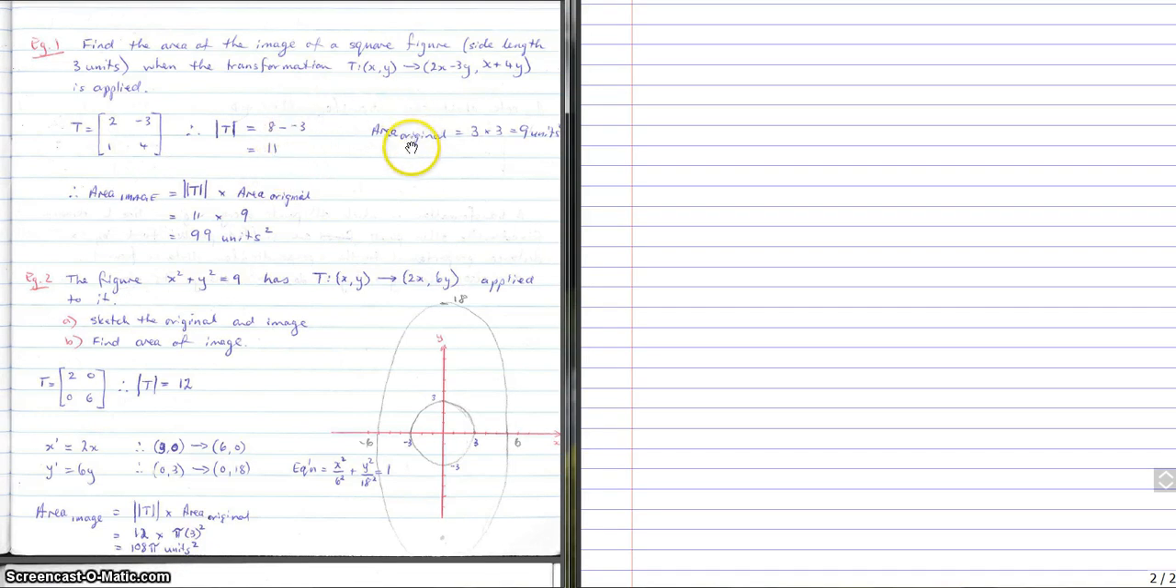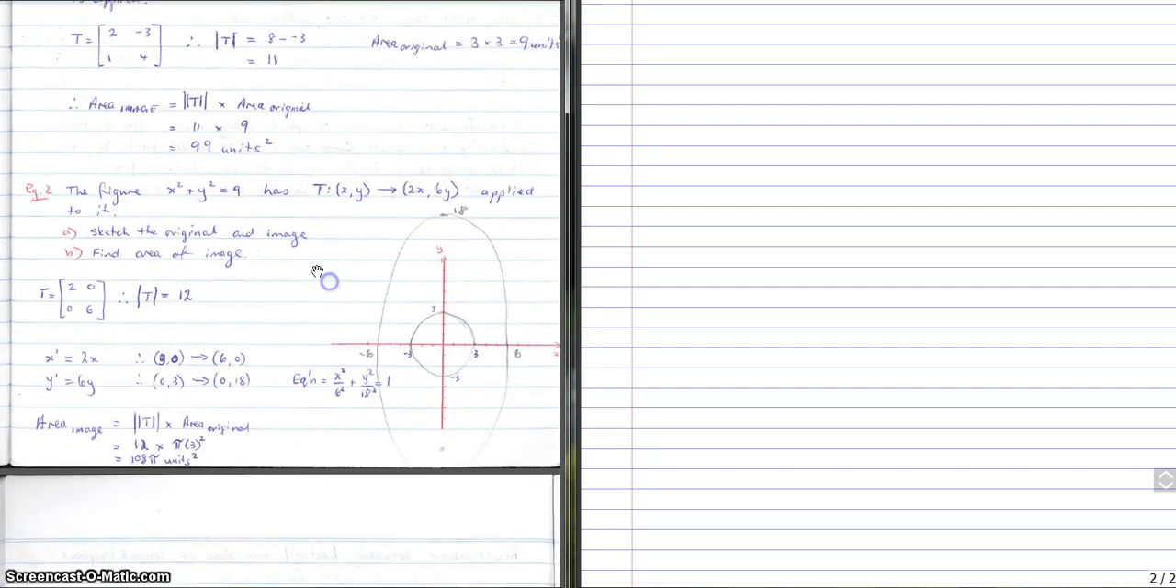The area of the original, it's a square figure, side length 3 units, so the original area is 9 square units. Thus the area of the image will simply be 11 times 9, which is 99 square units. So after that transformation is applied, the new shape has this area. Okay, let's look at another example.